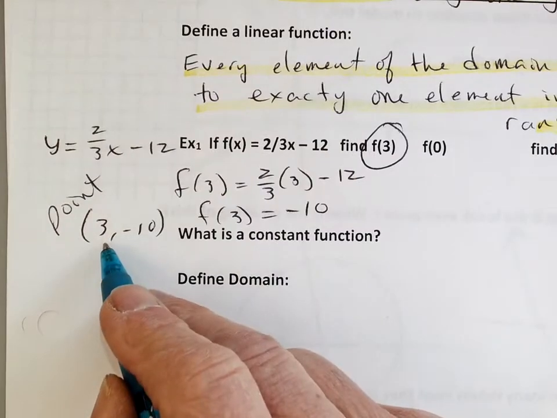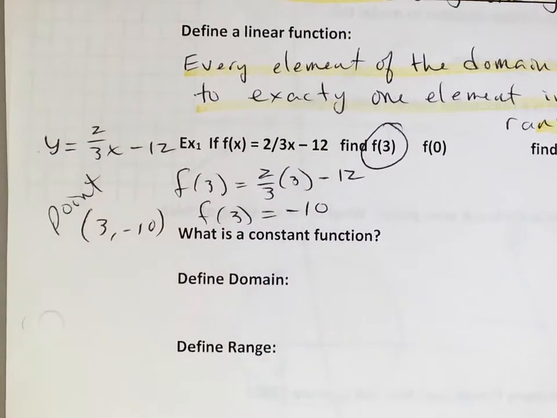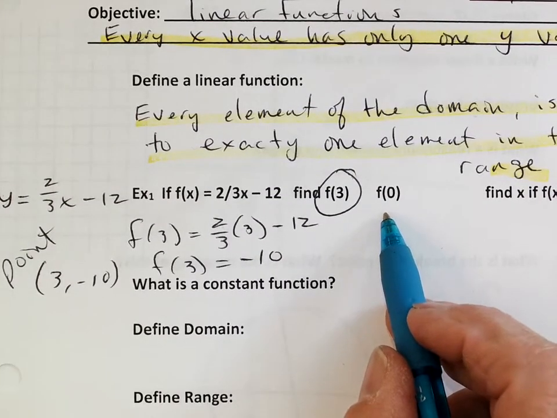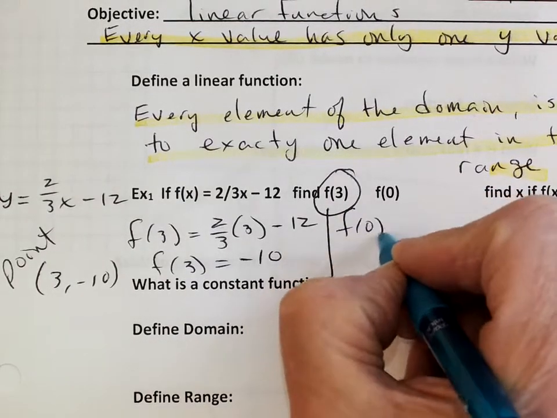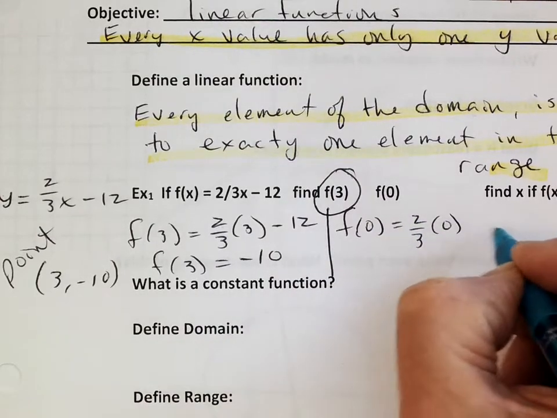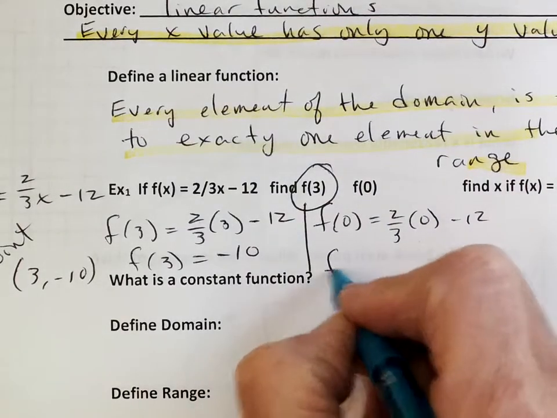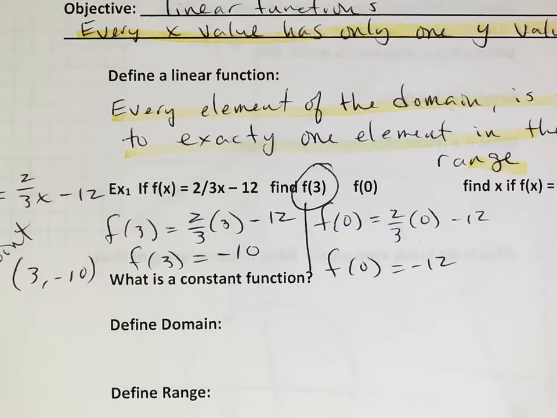Plug in 3 for x. We get an answer of negative 10, which is a y value, so it's just a point, okay? Now, f of 0, it's a question. What are we going to do with the 0? Plug it in. So I'm going to say f of 0 is equal to 2/3 times 0 minus 12. So f of 0 is just negative 12. And again, that's a point. It's the point 0, negative 12. Pretty easy?